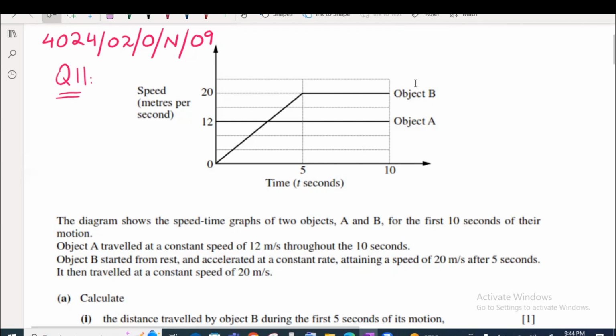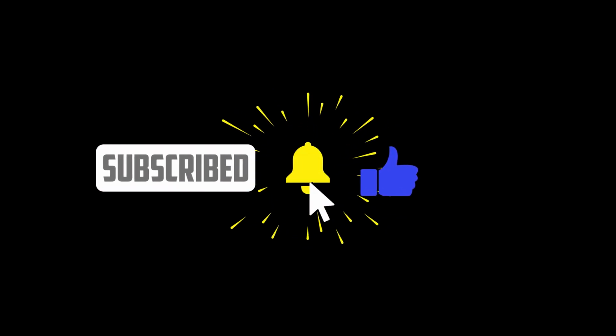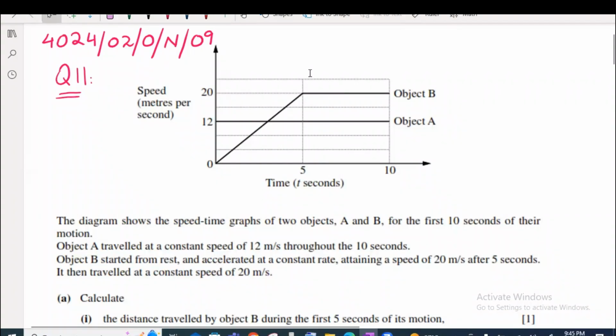Today I'm going to explain question number 9 of 4024 paper 2, October November series. This question is from the topic graphs in practical situations, or you can say kinematics or a speed-time graph. In this question, there is a speed-time graph with two objects, object B and object A.